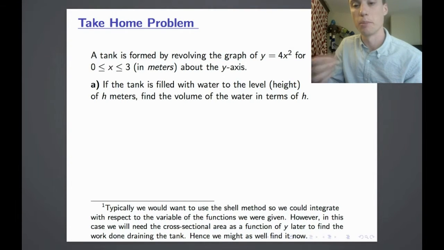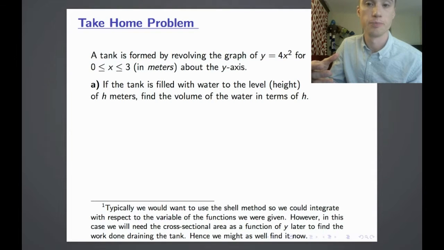But I've worked problems like this before, and I know that we will need the horizontal cross-sectional area to do the work problem in the final part of the take-home problem. It turns out that the discs or washers you get using the washer disc method are the exact cross-sectional areas that we're interested in for the work problem at the end. So we're going to save a little bit of time now, and we're going to calculate this volume using the washer disc method.